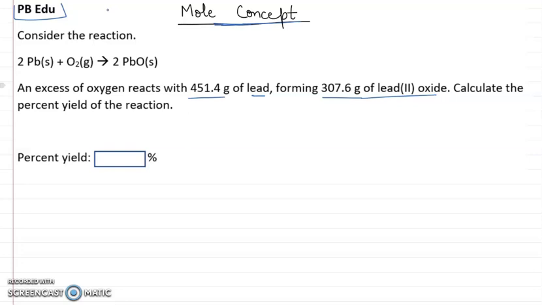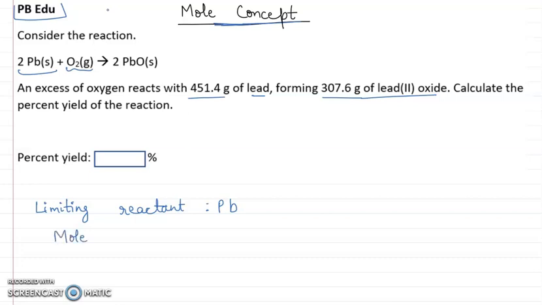So we have the question in which we are given a reaction in which oxygen is in excess. When one of the reactants is in excess, then lead is the limiting reagent, and the limiting reagent decides the amount of the product formed. So the limiting reactant here is lead. It will decide the amount of PbO formed.